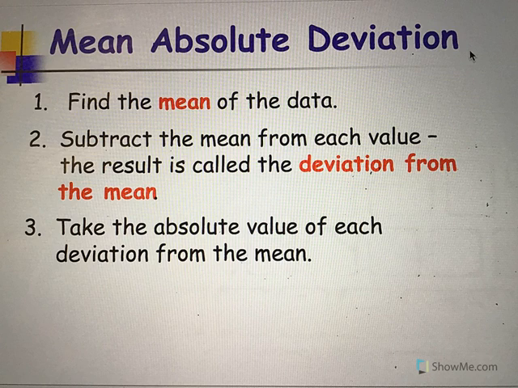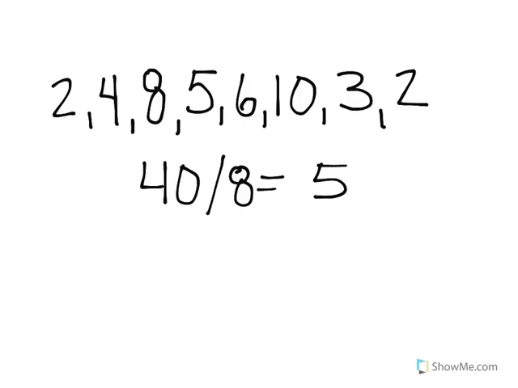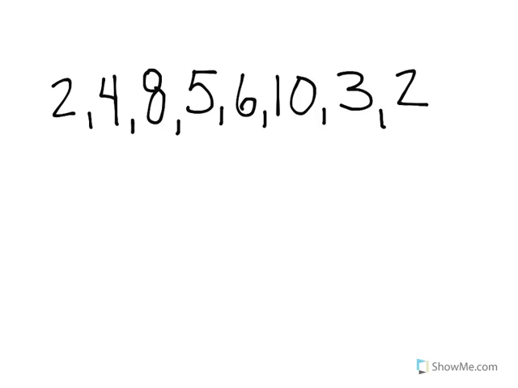Step number 3, we're going to take the absolute value of each deviation from the mean, meaning it's like finding the distance from each number. And again, distance can't be negative. So I'm going to subtract this now and write it over here because we know the mean is 5. I want to find out how far each number is from 5.